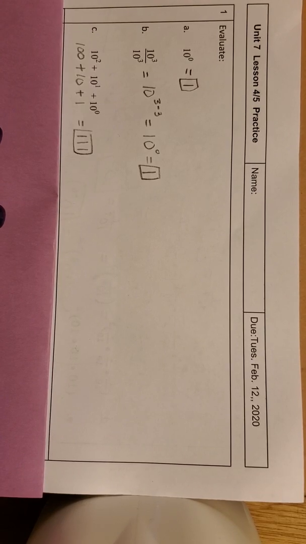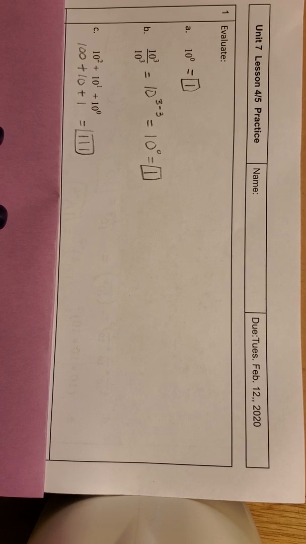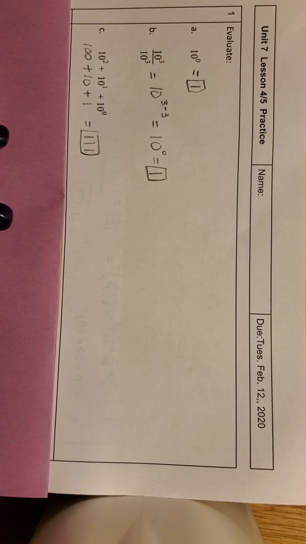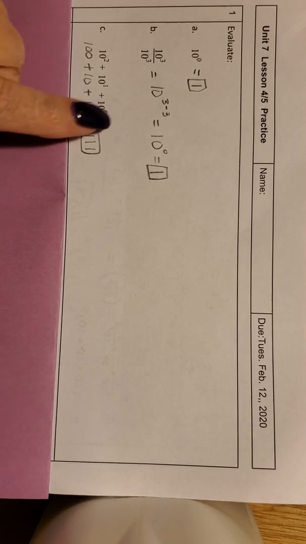Unit 7, Lesson 4 and 5, Practice. Number 1, Evaluating powers of 10. On A, we have 10 to the 0 power. Anything to the 0 power is 1.